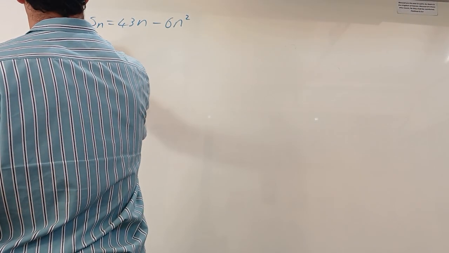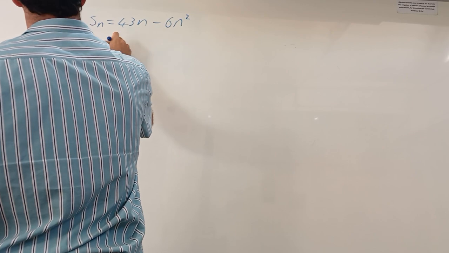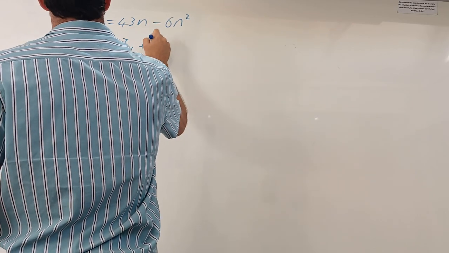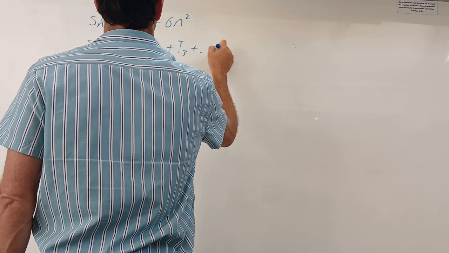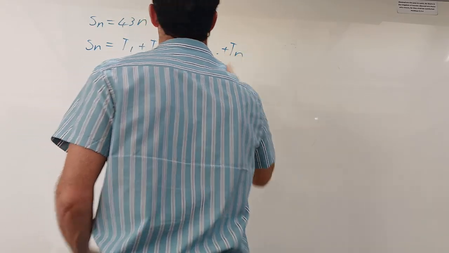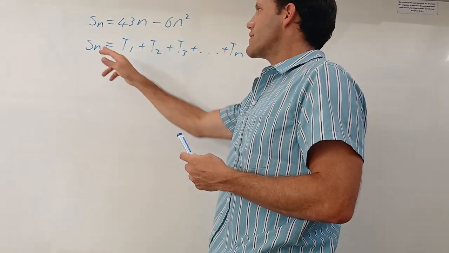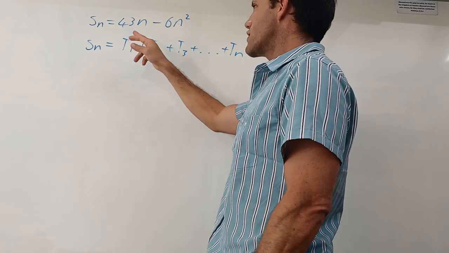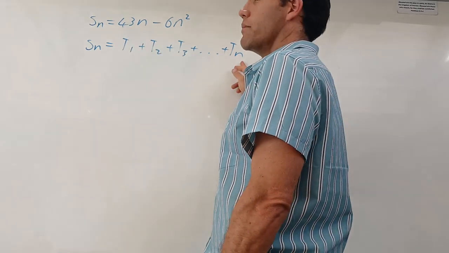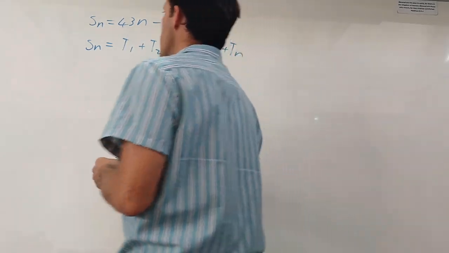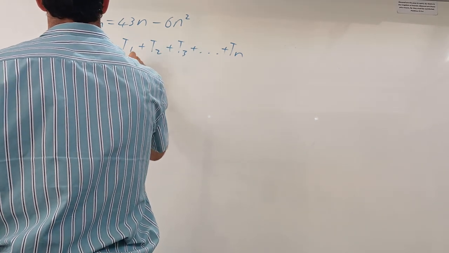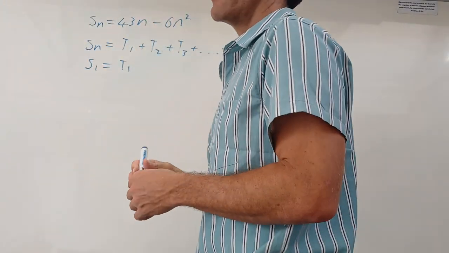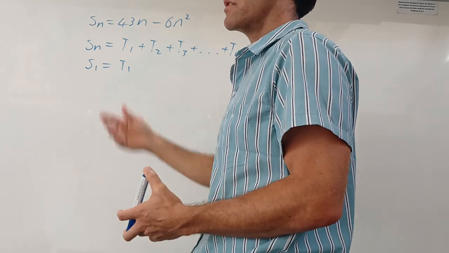Okay, so obviously we know that Sn is term 1 plus term 2 plus term 3 plus, and all the way up to term n. If we say find the sum of the first n terms, it has to be term 1 plus term 2 up to term n. So if I say S1, it's actually just term 1. The sum of the first term is just term 1.